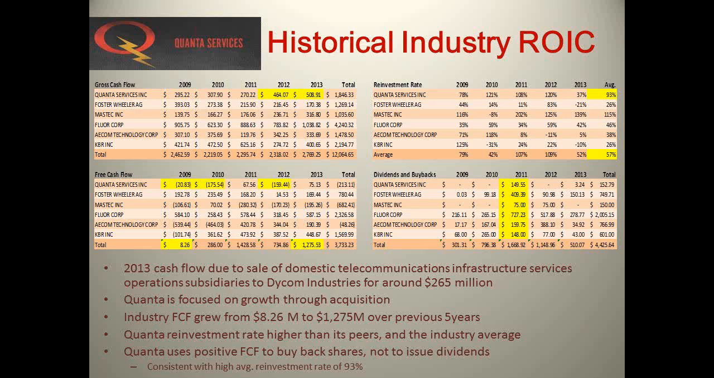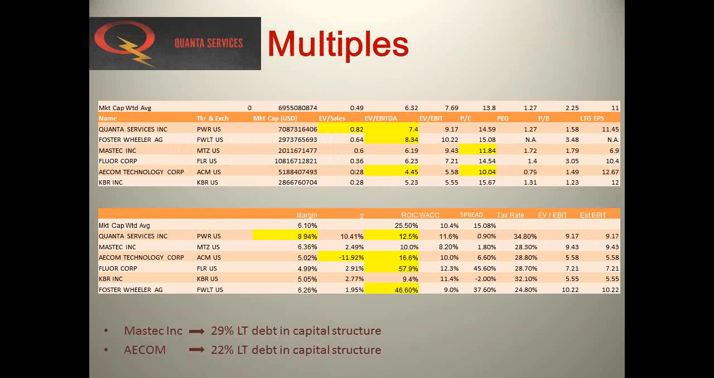Paid it right back, though, because they don't have any debt in their capital structure today. Looking at their multiples, some of them pop out. Quanta Services leading the pack in terms of EV/sales, trading at a 0.82, well above the market cap weighted average of 4.9. This is mainly driven by their high margin of 8.94, which gives them a competitive advantage.